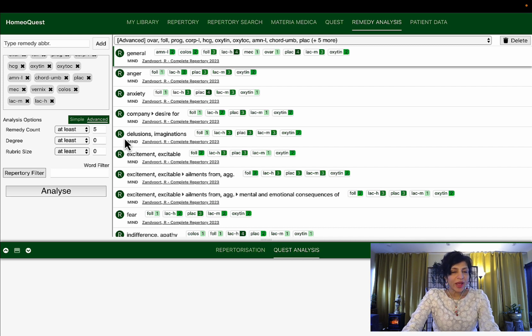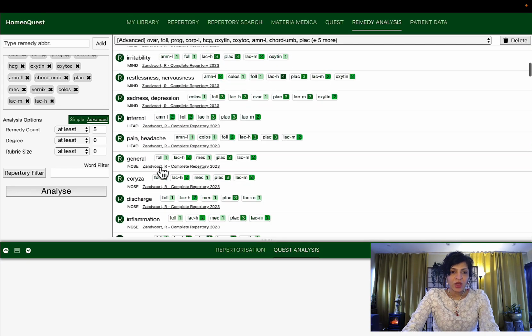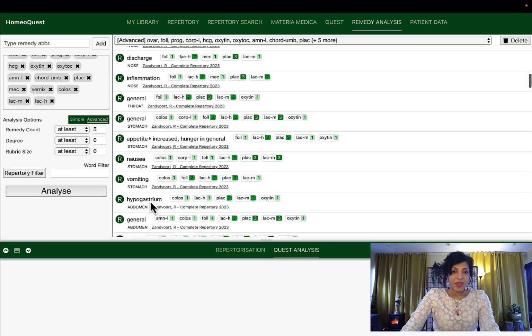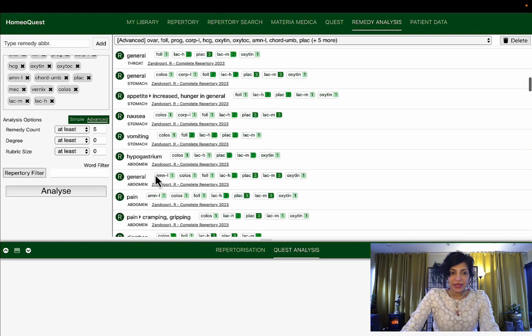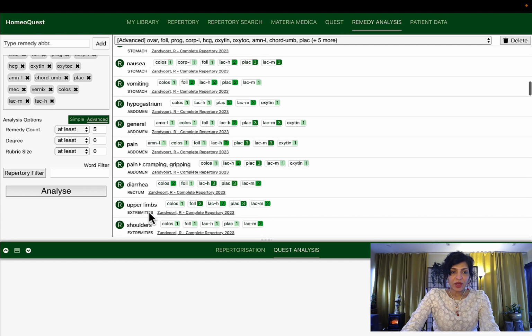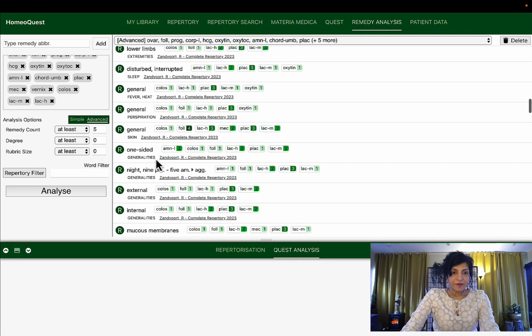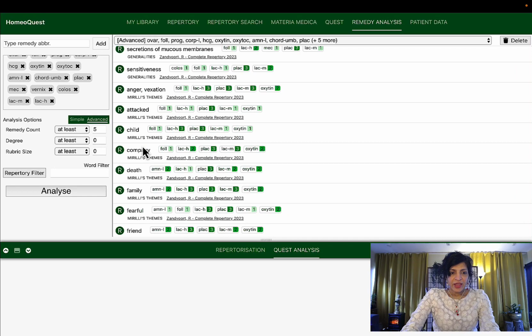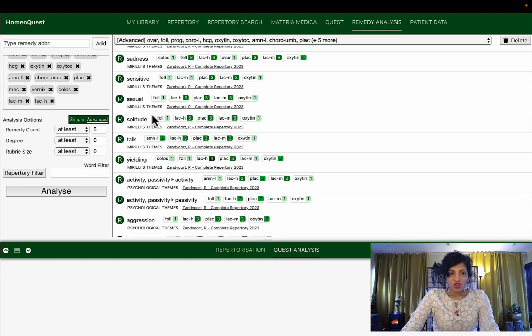Now we go and look at what are the general organs and tissues or specific systems that are being affected by these remedies. As you move down, you see there is headaches, so it has a strong sensation on the head. You have coryza, discharge and inflammation, which means it has an inflammation of the mucous membrane of the nose. Then you have nausea and vomiting with cramping and gripping and diarrhea in the abdomen. So that's an interesting sphere of action here. What else is important here? We have the mucous membrane in general being affected. Children's complaints in general. Then we have child, we have family, sexuality is a theme.